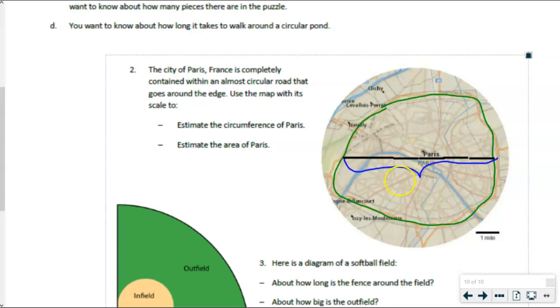So I just want you to take that into consideration as you're working on this problem. Just be careful that you are not going all the way to the edge of the entire image.